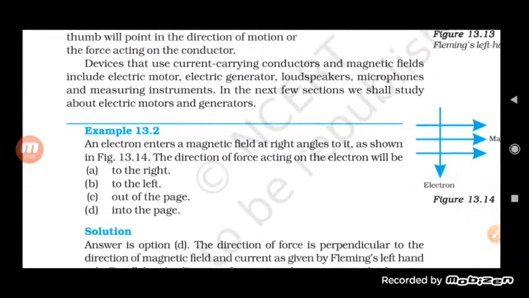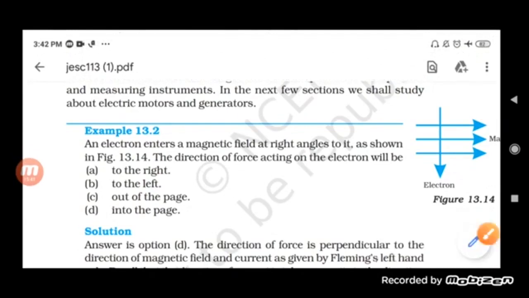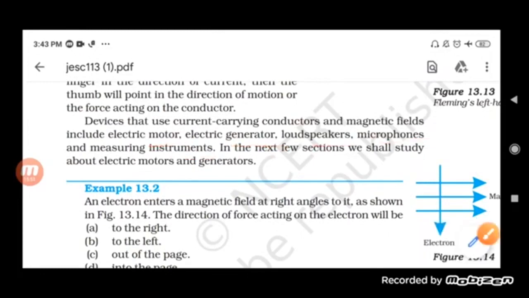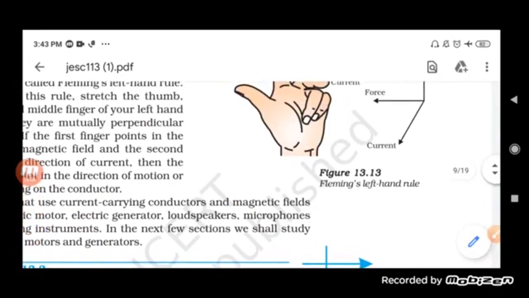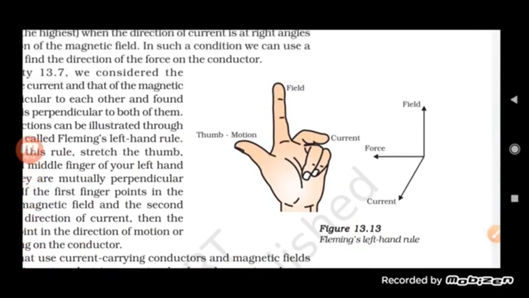These days, there are a lot of devices, students, which work on the basis of a current carrying conductor and a magnetic field, and that includes the electric motor, electric generator, loudspeaker, microphone, and a lot of measuring instruments. These are all devices that use a current carrying conductor and a magnetic field. So here we are going to use the left hand rule. This left hand rule was given by Fleming, and that is why it is also called Fleming's left hand rule.